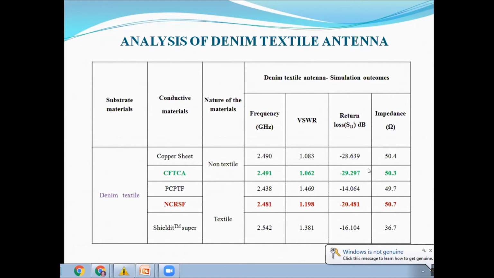Return loss we can measure with the help of any network analyzer. For this frequency range, it is the medical band, 2.45 gigahertz, so we can use a network analyzer below 4 gigahertz for the measurement. But for millimeter wave antennas and the like, we need a network analyzer above 18 gigahertz.